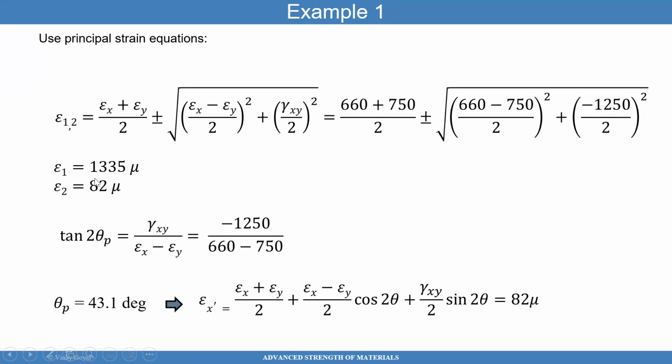And so to figure out which of these numbers corresponds to the 43.1, you can go back to your strain transformation equation, plug in epsilon XX or epsilon YY, gamma XY, and that theta that you calculated previously. And when you do the calculation, you get 82. So you know that this 43.1 goes with 82, and at 90 degrees apart, the other strain, 1335, is the one that corresponds to that one.